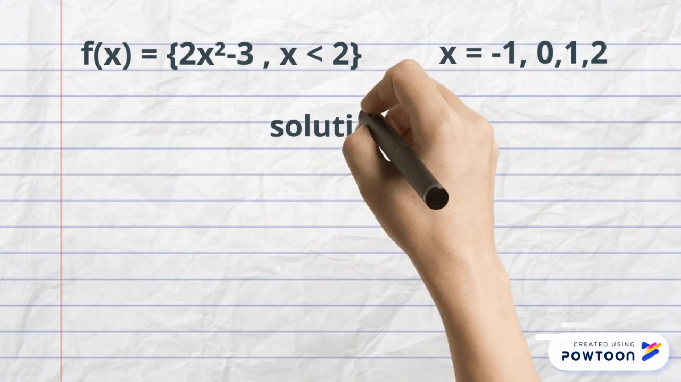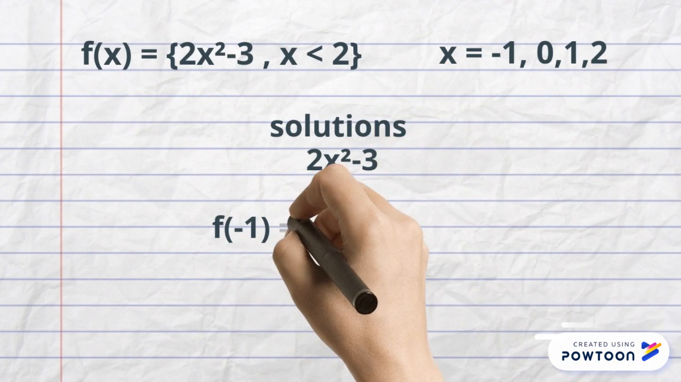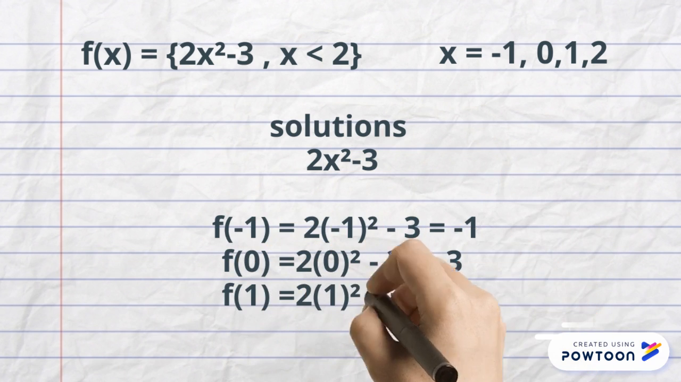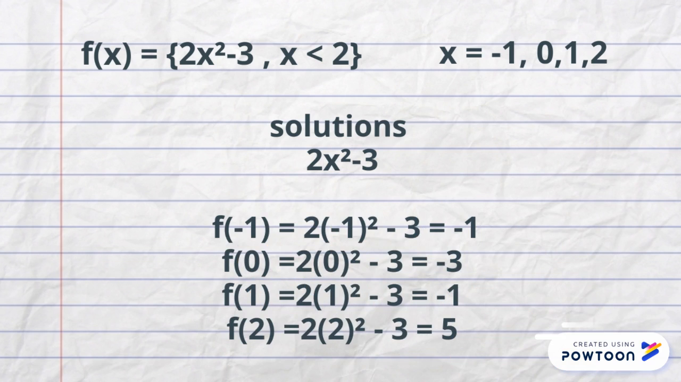2x² - 3: substitute x with -1, so 2 times (-1) squared minus 3 equals -1. Substitute 0, so 2 times 0 squared minus 3 equals -3. Substitute 1, so 2 times 1 squared minus 3 equals -1. Substitute 2, so 2 times 2 squared minus 3 equals 5.